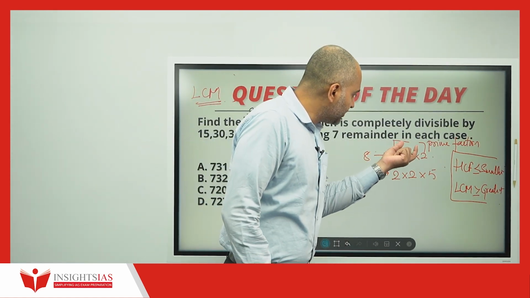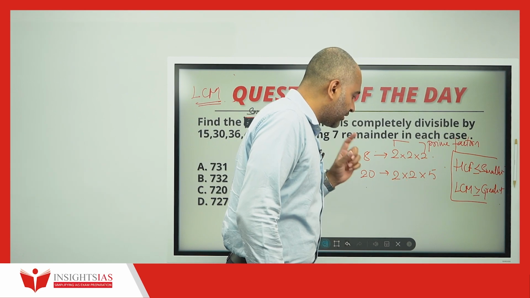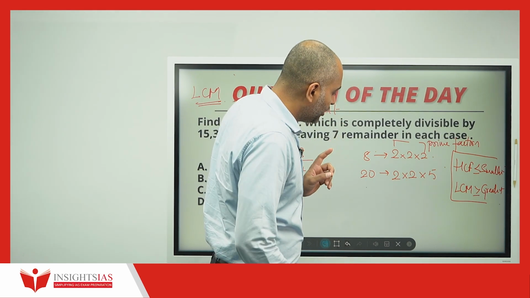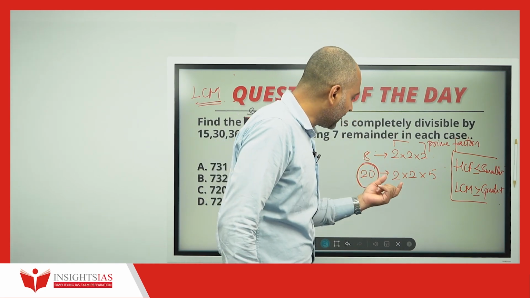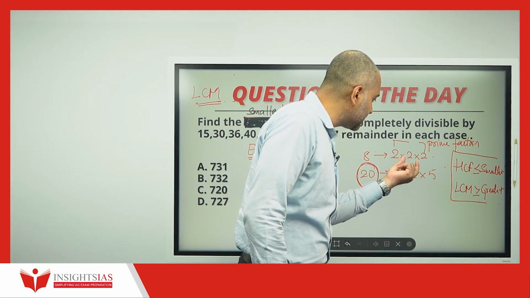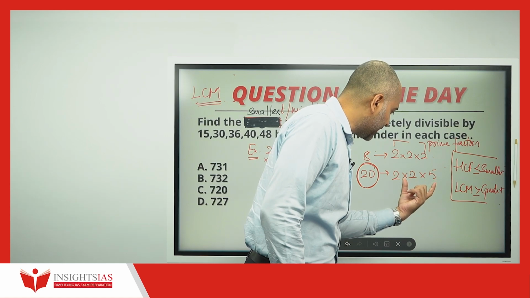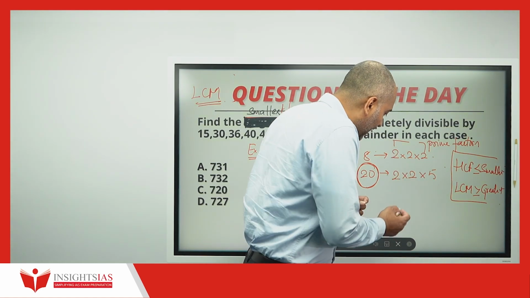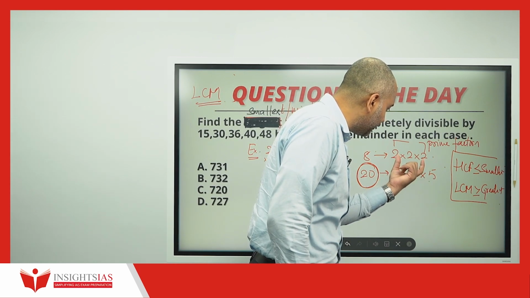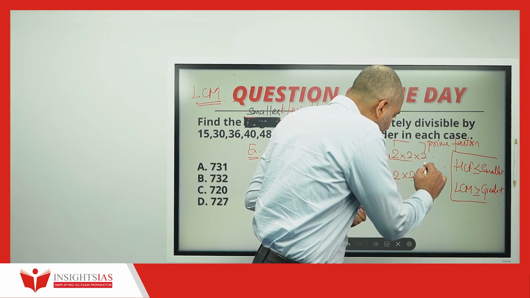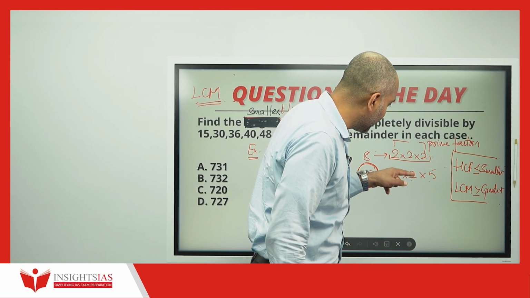Now, these are the prime factors of 8, these are the prime factors of 20. Now, take the largest number and compare its factors with the smallest number's factors. When I compare, we have 2, 2, 5 here. But when I compare here, this has three 2s, which means one extra 2 is there.